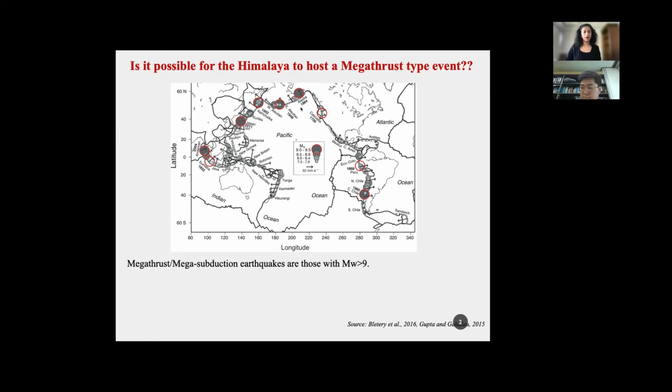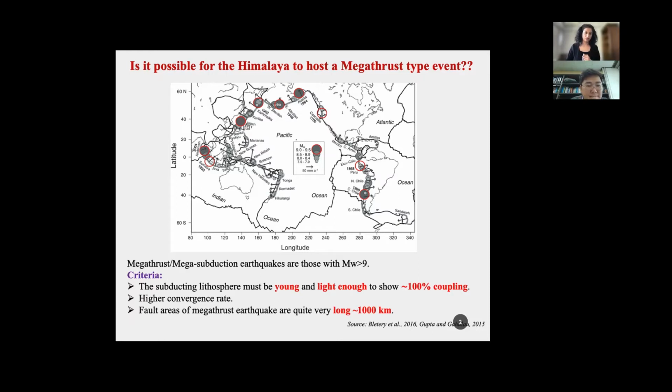I think in 1970, huge research began to identify which subduction zone can host a mega subduction earthquake. And I think it was maybe after the 1964 Alaska earthquake that people wanted to know which subduction zone can host a mega subduction earthquake and which cannot. So for a subduction plate boundary to host a mega subduction earthquake, it needs to fulfill certain criteria. And the criteria are as follows.